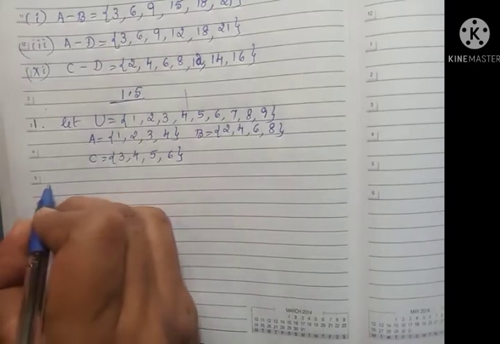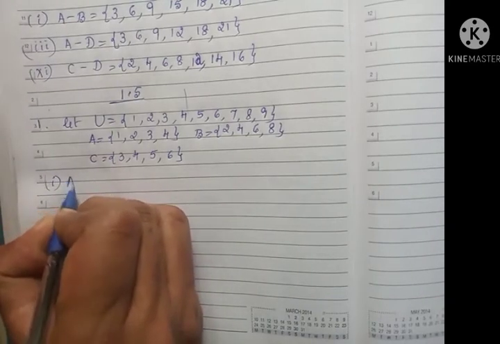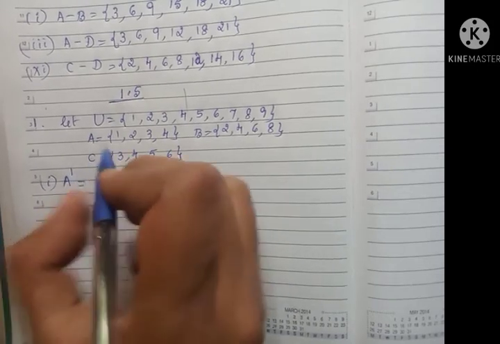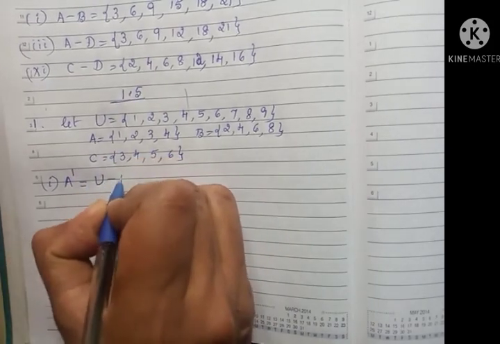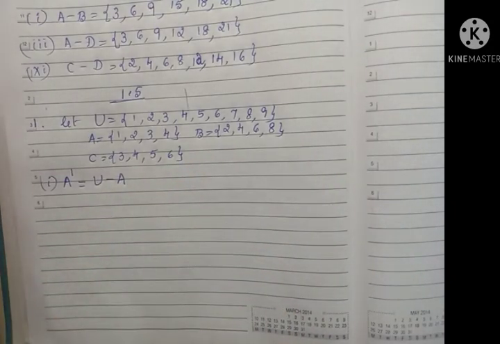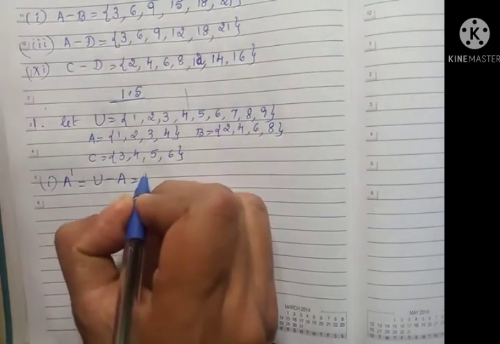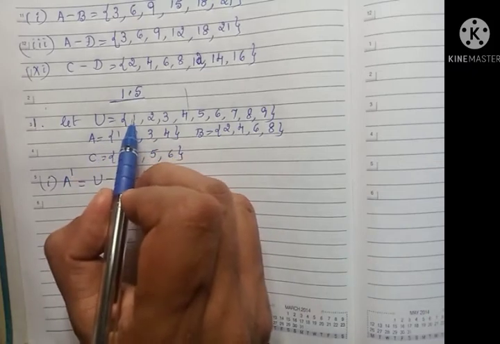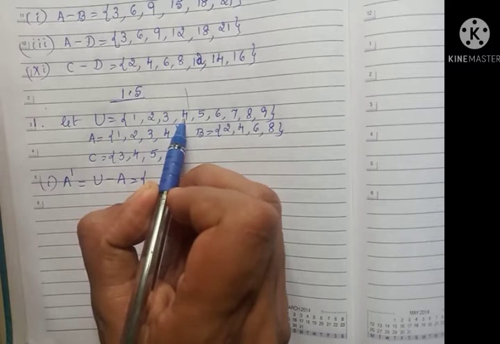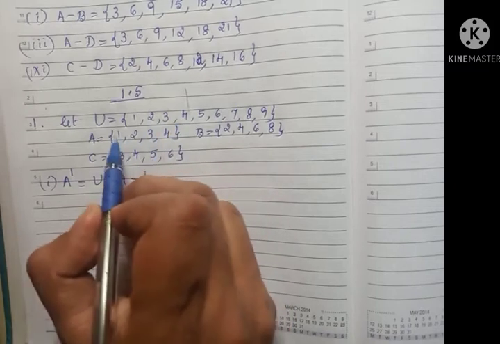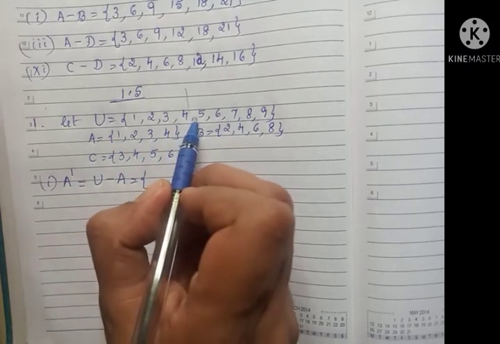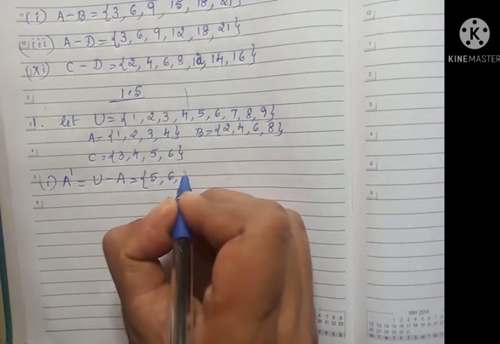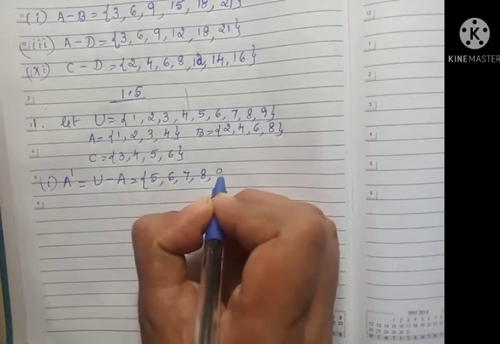Under that, the first one you have to find out is A complement or A dash. By definition, A dash is nothing but U minus A. You have to write all the elements of U which are not in A. That is 1, 2, 3, 4, except these, because these are all elements of A also. Except these you can write all the elements, that is 5, 6, 7, 8, 9.